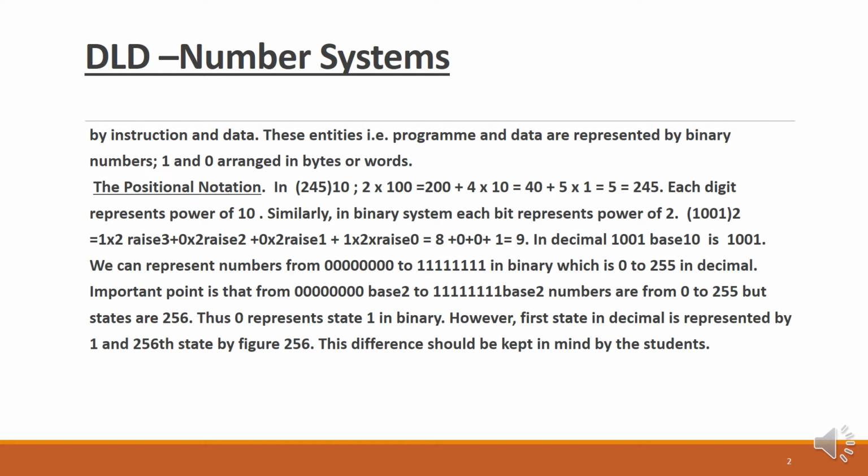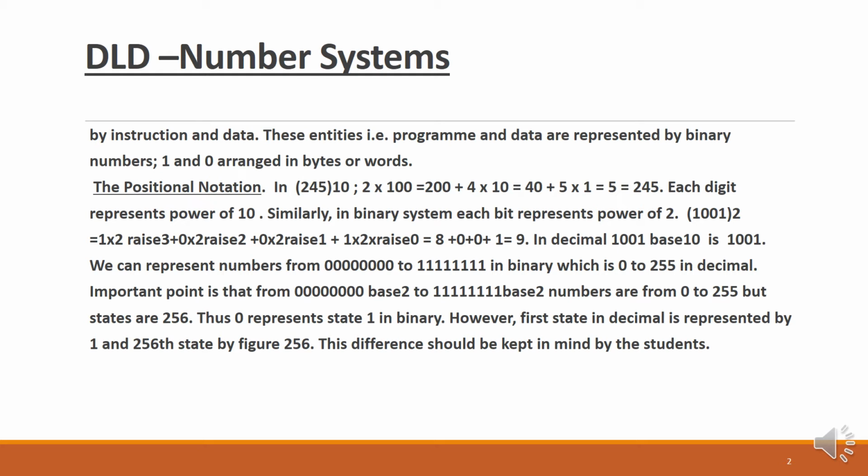Now that is equal to 8, because 2 raised to the power 3 is 8, plus 0, anything which gets multiplied by 0 is 0, plus another 0, and plus obviously 2 raised to the power 0 is 1, because any digit raised to the power 0 is equal to 1. So the total comes out to be 9. Now in binary system, this 1001 base 2 is basically 9. But in decimal system, the same number 1001, that is 1001 base 10, is equal to 1001. So just mark the difference.